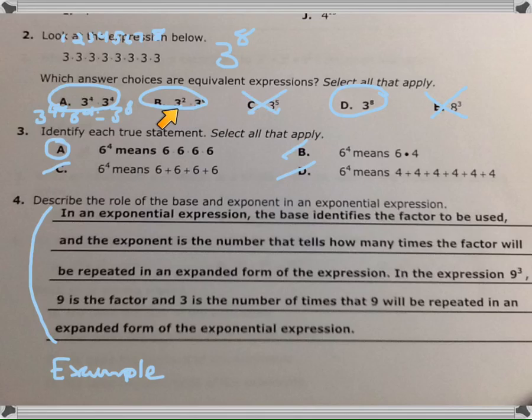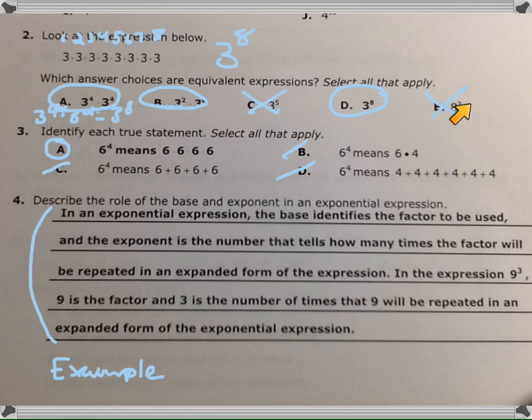Here, you can't really see it, I kind of blocked it. 3 to the power of 2 times 3 to the power of 6, that's the same scenario. 2 plus 6 is equal to 8. So 3 to the power of 8, which is what we're looking for, so that is correct. Here we have 3 to the power of 5, which is incorrect because 3 was multiplied by itself 8 times instead of 5. Here we have the 3 to the power of 8, which we already proved was correct.